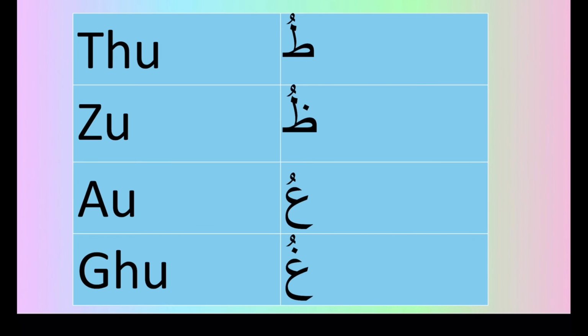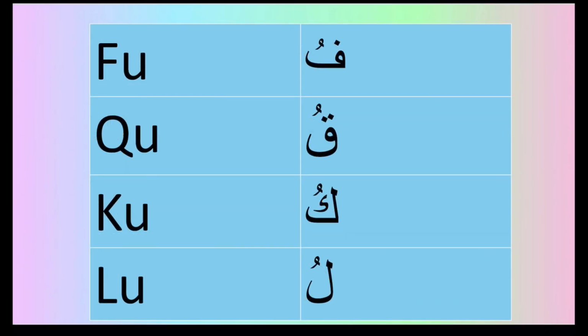Our next letter is ta. Ta dhamma tu. Za dhamma zu. Ain dhamma u. Ghain dhamma ghu. Okay. Our next letter is fa. Fa dhamma fu. Qaf dhamma qu. Kaf dhamma ku. Lam dhamma lu.